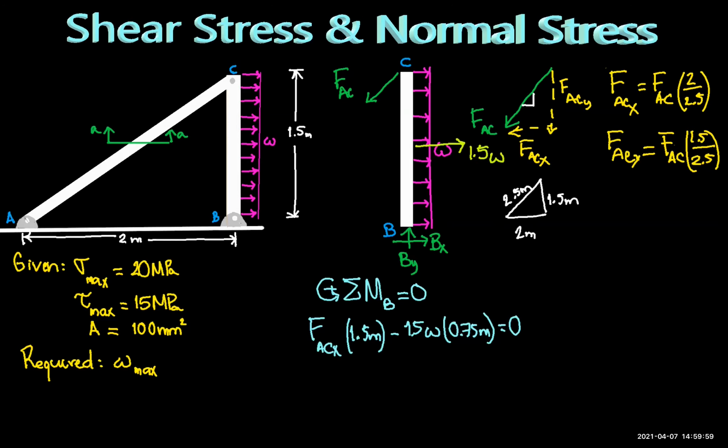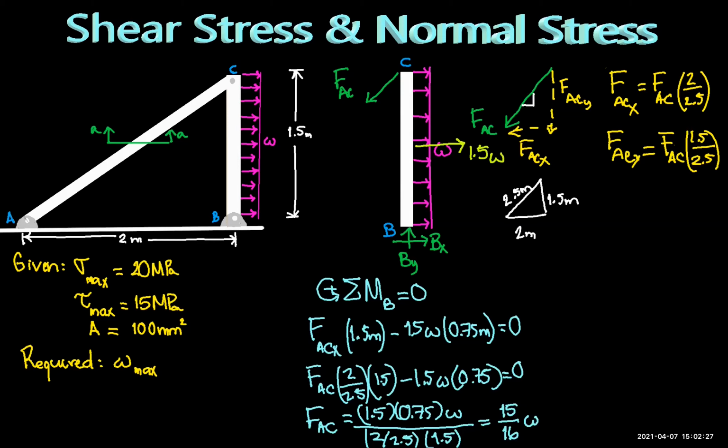At this point, I needed to convert the distributed load into a single point load. The way I did that is by multiplying W, which is the value of the distributed load, by the length of the member, which is 1.5. The only component of force AC that is creating a moment is the X component. Once that's clear, I added all the moments. Once I plug in all the values, I get that the force AC is equal to 15 over 16 times the distributed load.